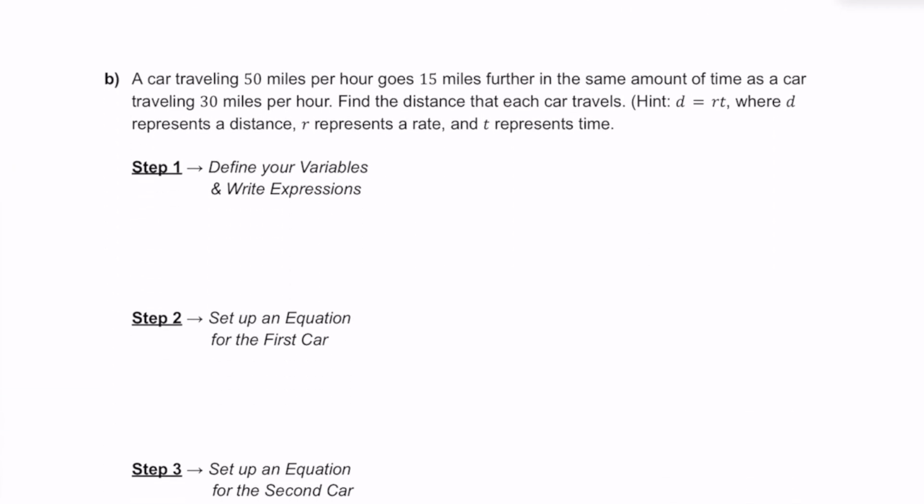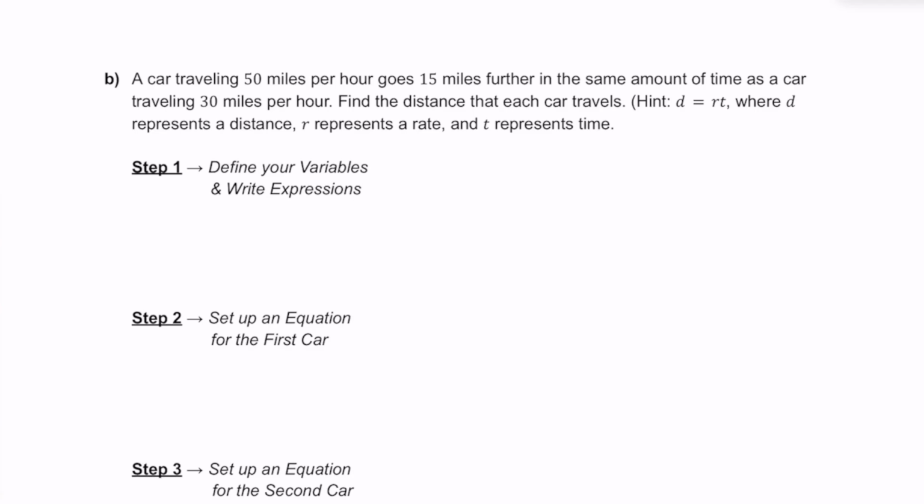In this example, we have a car that's traveling 50 miles per hour. It's going to travel 15 miles further in the same amount of time as a car that's traveling 30 miles per hour, which hopefully makes sense. If they have the same amount of time, the car that's going faster is going to travel further in the same amount of time, right? So we're going to find the distance that each car travels.